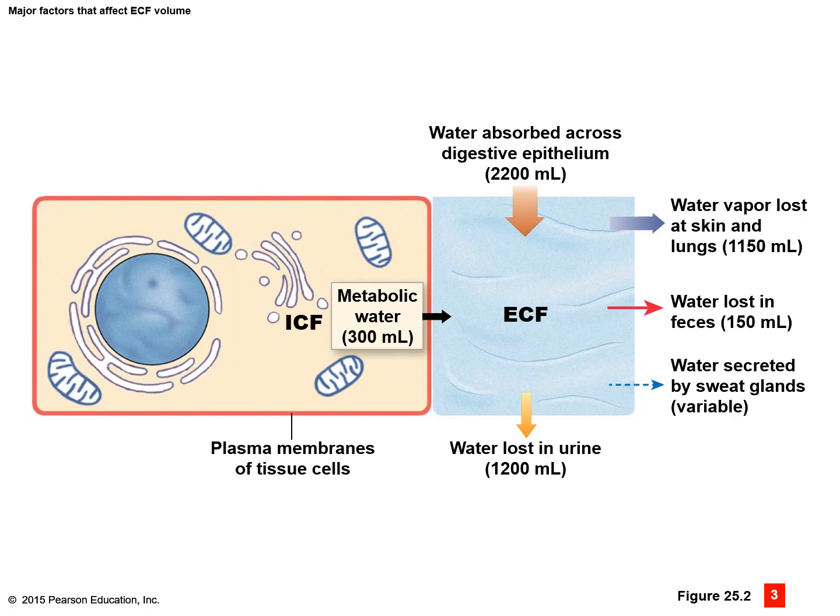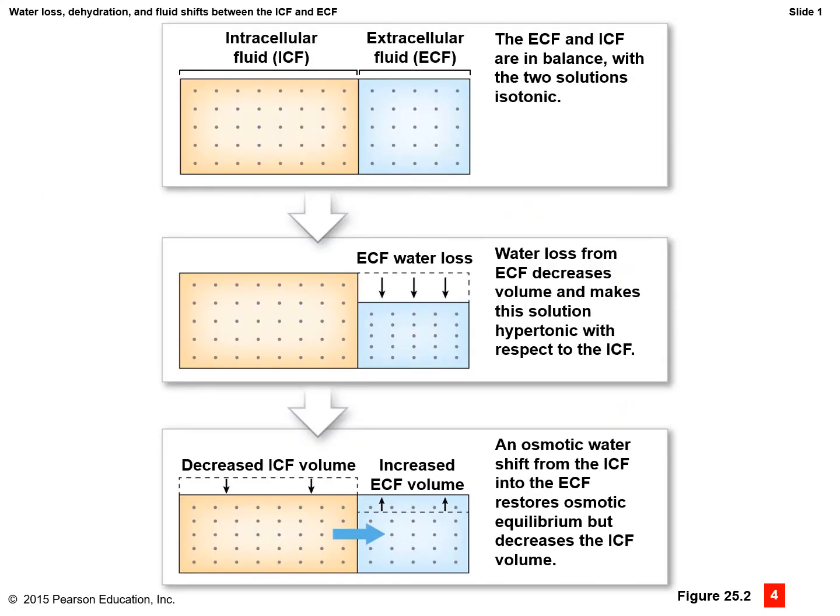Now, we have a certain amount of water that is absorbed across the digestive epithelium and a certain amount of water that is lost in the urine. As long as we're equally exchanging water, we don't really lose too much size of the cell. However, in some cases, we're not replacing water if we actually have dehydration. So we start with a nice balanced scenario, as we can see up top, where intracellular fluid and extracellular fluid are balanced, and the two solutions are isotonic.